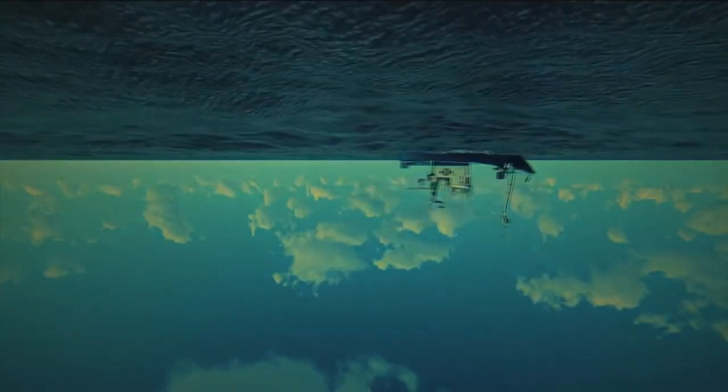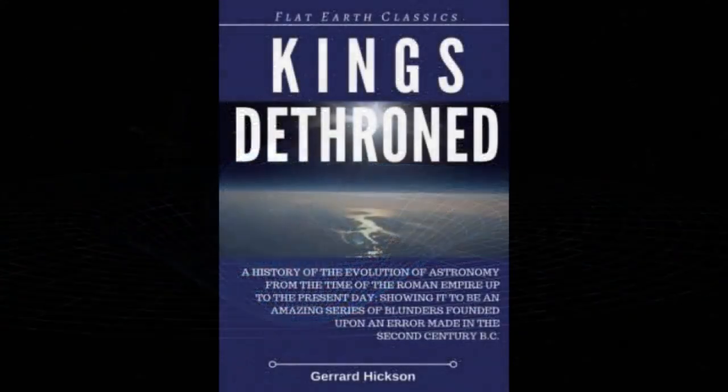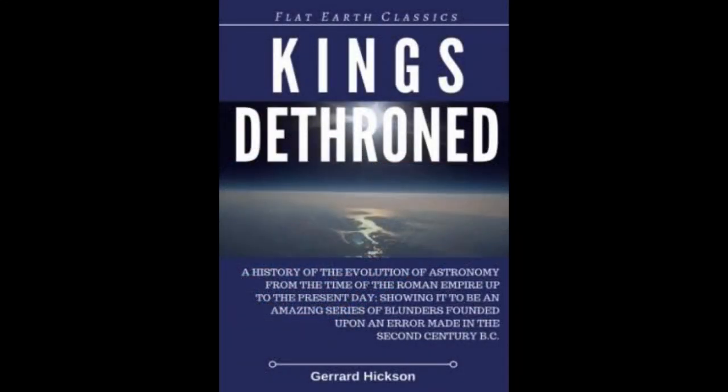Let's consider the second theory that gravity is actually a bend in space-time. This term, space-time, which Einstein created, claims that points in space are now defined as events, and time is now a fourth physical dimension existing alongside length, breadth, and thickness. As Einstein critic Gerard Hickson wrote in his book Kings Dethroned, while claiming time as a fourth dimension, Einstein explains that by dimension we must understand merely one of four independent quantities which locate an event in space.